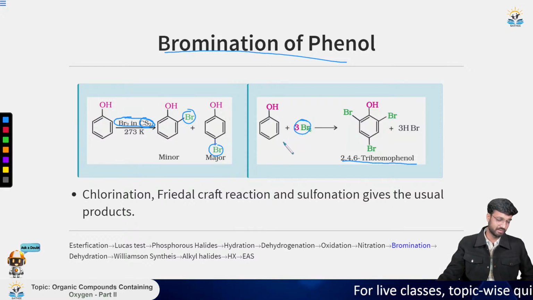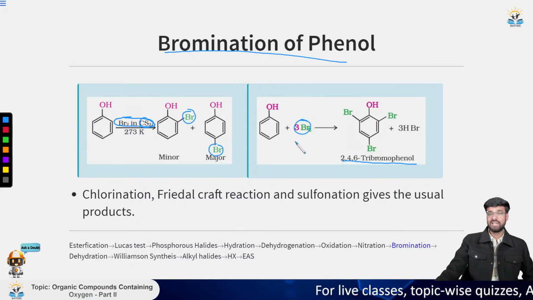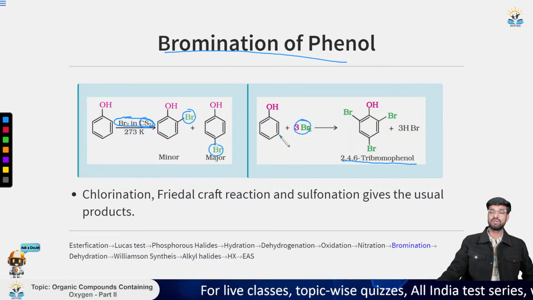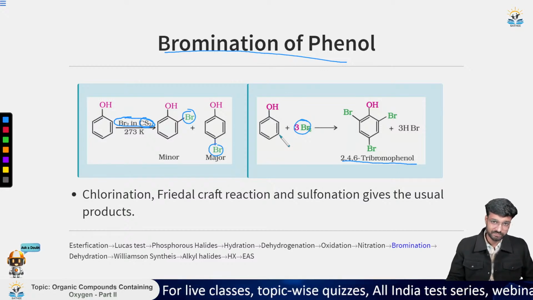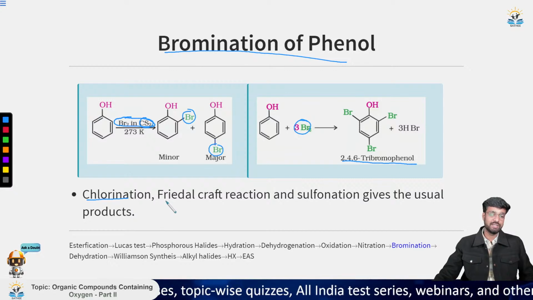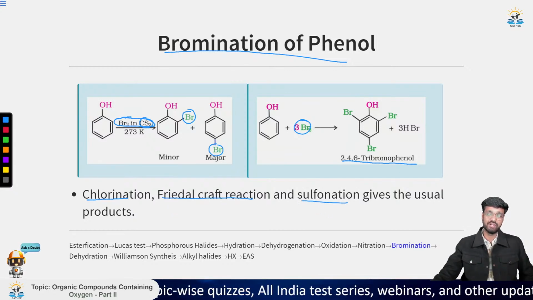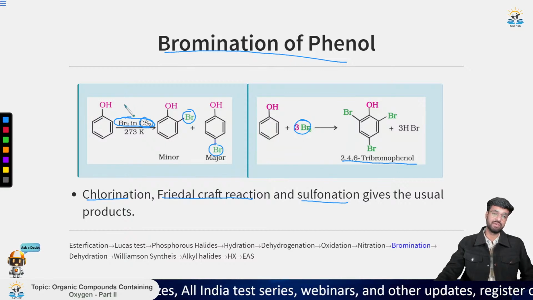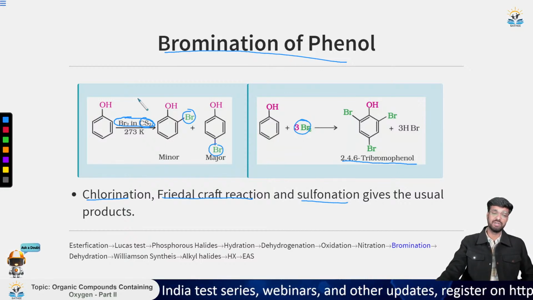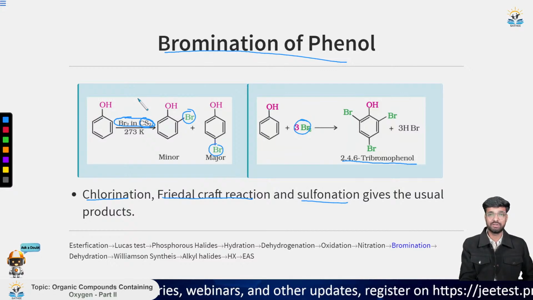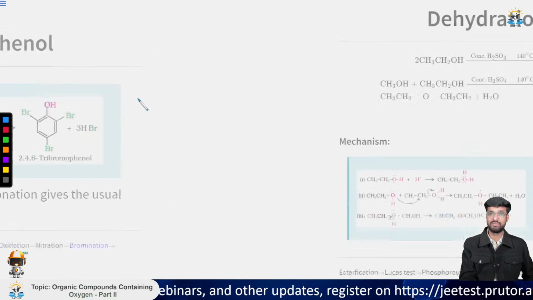Now you know that it can be asked in such a way: tell which of these will decolorize the bromine water. If phenol is written, then it will of course decolorize the bromine water. Now coming to other electrophilic aromatic substitutions like chlorination, Friedel-Crafts reaction and sulfonation, they are done in a similar simple way like this. So it will simply give ortho and para substituted phenol. So this was all about the electrophilic aromatic substitution of phenol.